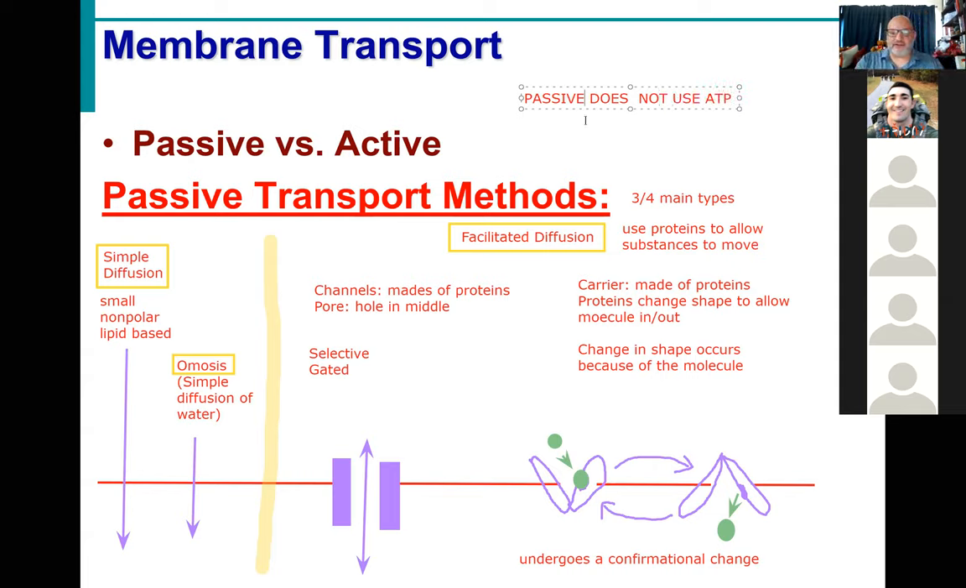All right, passive does not use ATP. We're not using ATP here. Instead, it is the energy of the glucose that changes the shape of the carrier, allowing a larger molecule into the cell without letting other stuff in as well. All right, questions on that?